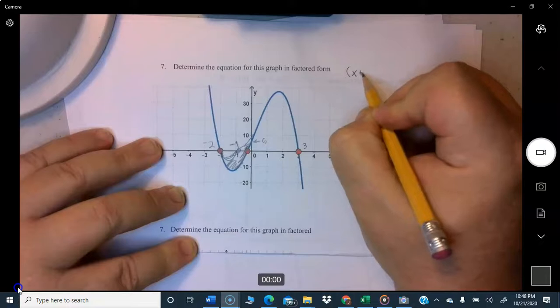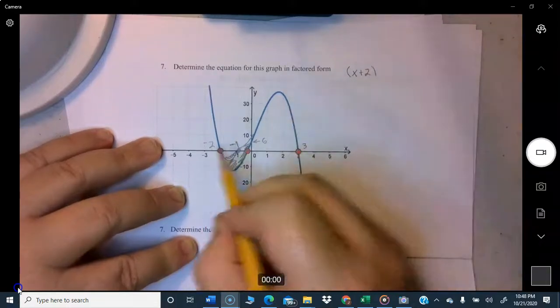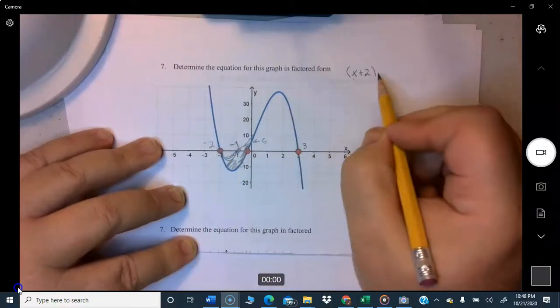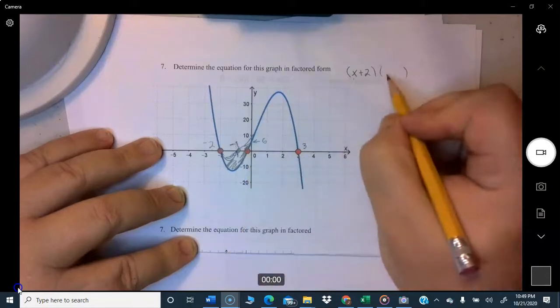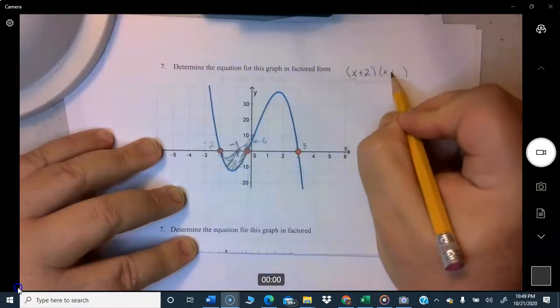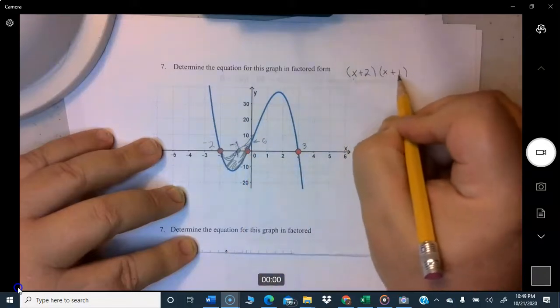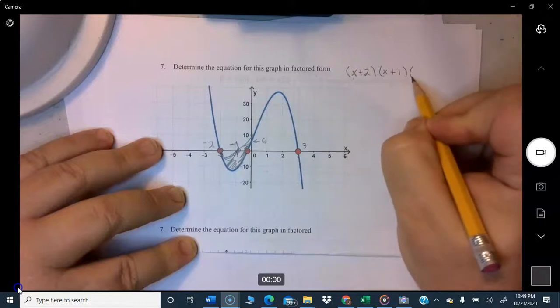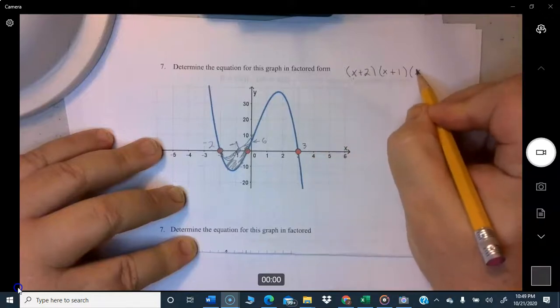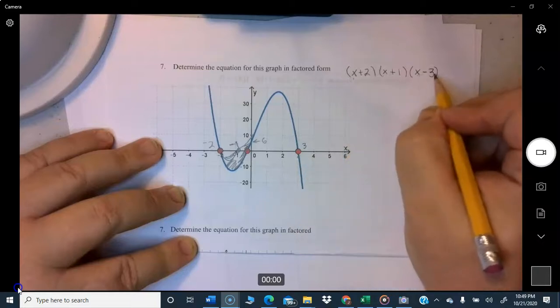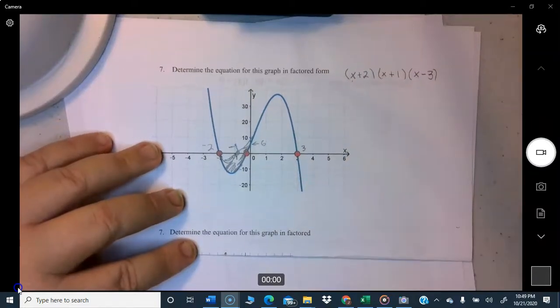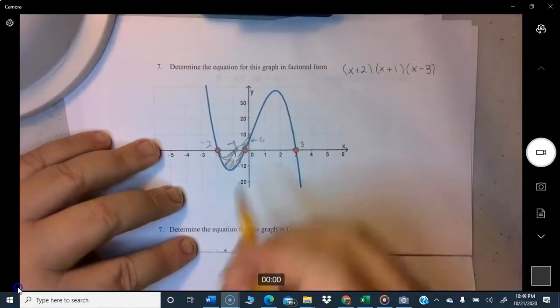x plus 2, because -2 is plugged in there, -2 plus 2 will go to 0. The next one is a -1, so it has to be x plus 1, because if you put a -1 in there, -1 plus 1 is going to go to 0. The last one's 3, so that's going to be x minus 3. Put 3 into there, 3 minus 3 would be 0. So we have that. Now, we have one more thing.